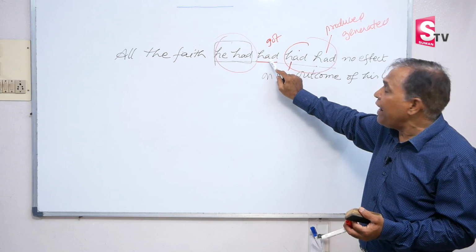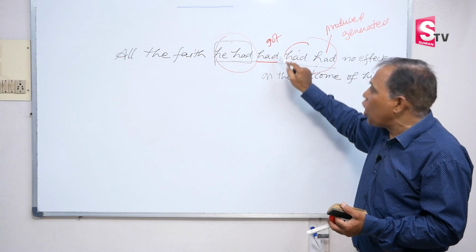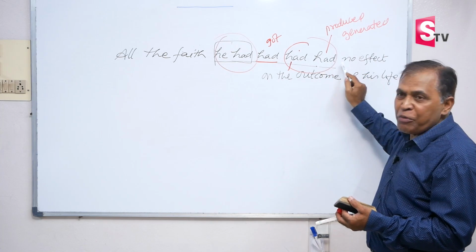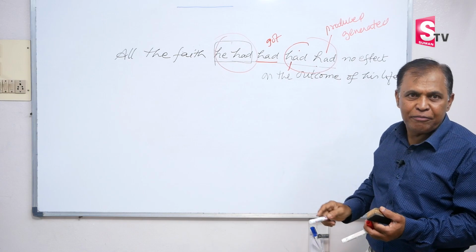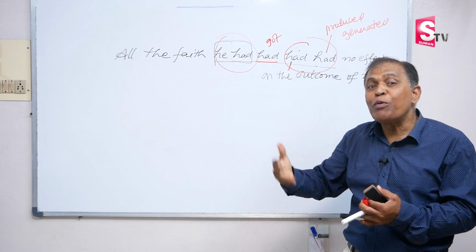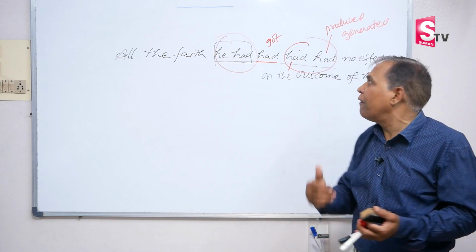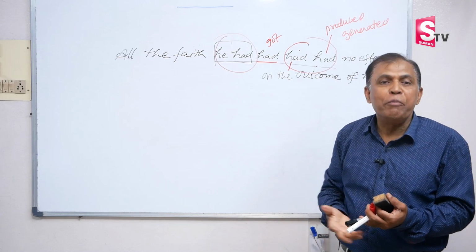The second had got. All the faith which he had got had not produced. No effect means not produced, not resulted, not generated. అంటే అది ఏమీ సాధించలేదు, దానివల్ల ఏమీ ఉత్పత్తి అవ్వలేదు, దానివల్ల అతనికి ఒరిగింది ఏమీ లేదు అంటాం కదా అలా. So that is the meaning. So had has different meanings.